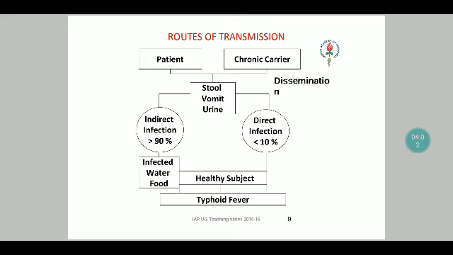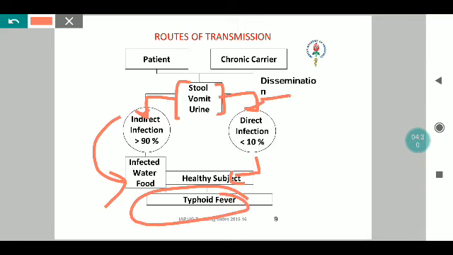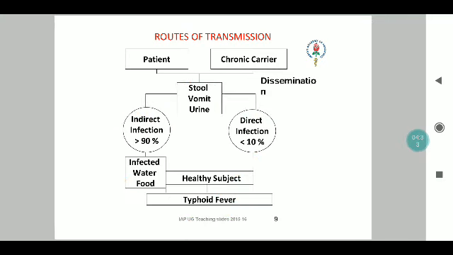If you see the routes of transmission, the patient or the chronic carrier, both of which have stool, vomit as well as urine, the typhoid bacillus can be seen in any of these 3. Now from here, there is either an indirect infection or a direct infection. A direct infection can infect even a healthy subject, whereas an indirect infection will affect through the infected food or water. And as an end result, typhoid fever does occur because of the dissemination of the bacilli. So it is important to understand the routes of transmission, a direct infection or a chronic carrier, or indirectly infecting through food and water. The ultimate result is the enteric fever. This flowchart is important from an examination point of view.